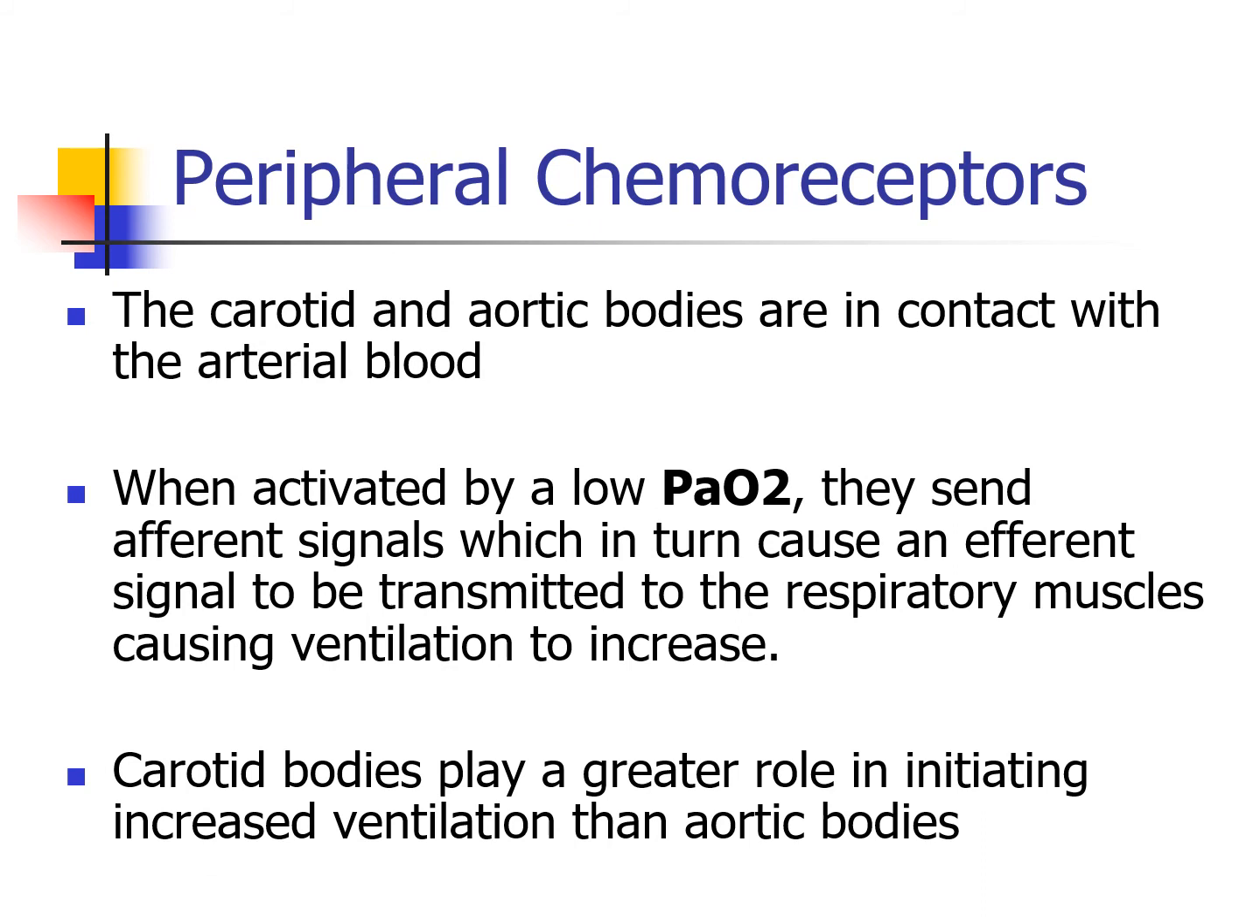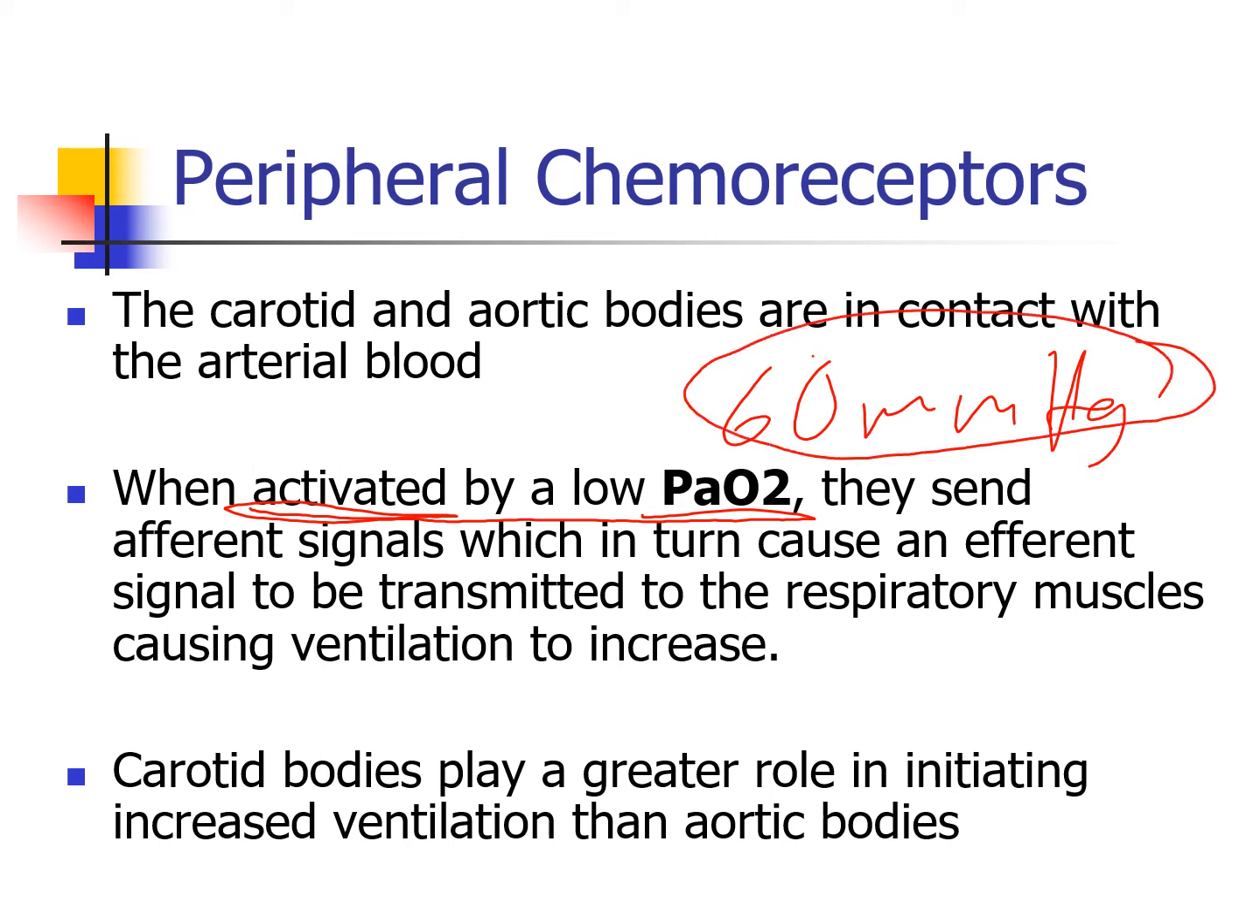Okay, so they're in contact with the arterial blood, which sends things to the brain for nourishment or to the organs for nourishment. And these are only activated, right? They're only activated with a low PO2. Now, this PO2 is going to be less than 60 millimeters of mercury. All right, so if it's lower than 60 millimeters of mercury, it kicks the peripheral chemoreceptors into drive and says, okay, breathe.